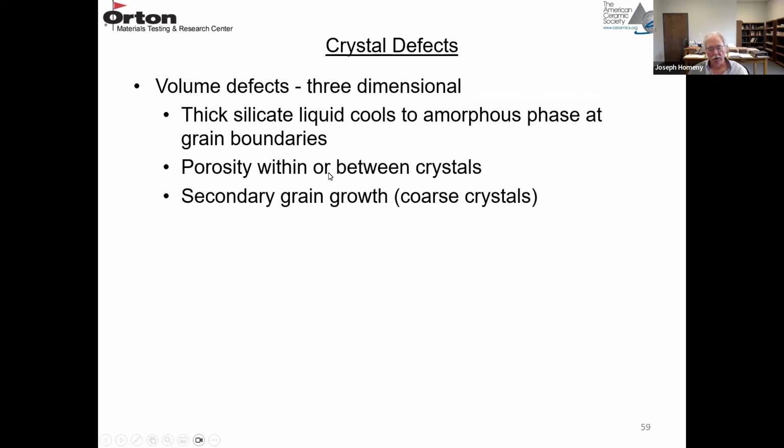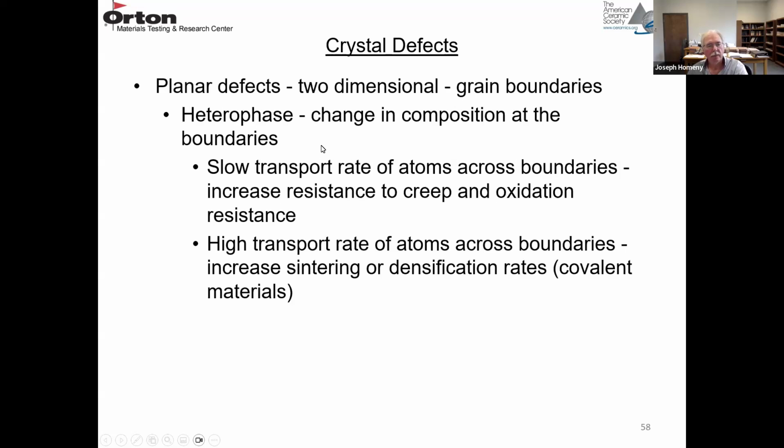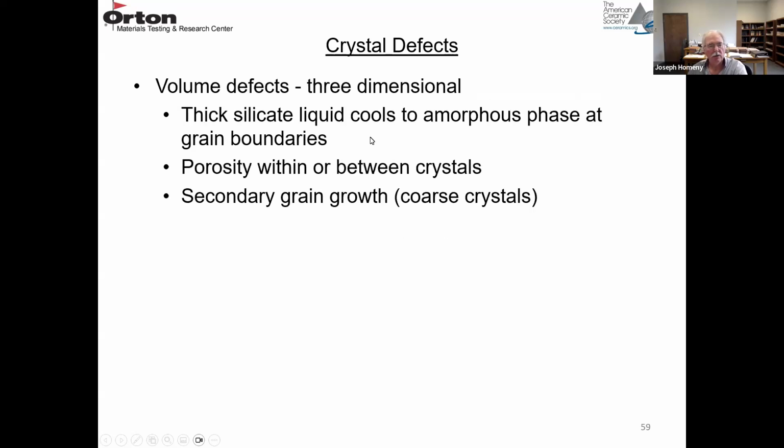And then volume defects, I think this is the last slide. These are three-dimensional defects. So you can think of a planar defect at a grain boundary. It's a thin grain boundary, it's two-dimensional. But if you have a substantial amount of material at the grain boundaries, it'll be rather thick. So you may have a thick silicate liquid that cools to an amorphous phase or a glass at the grain boundaries. So if you have an excessive amount of grain boundary phases, it becomes three-dimensional.